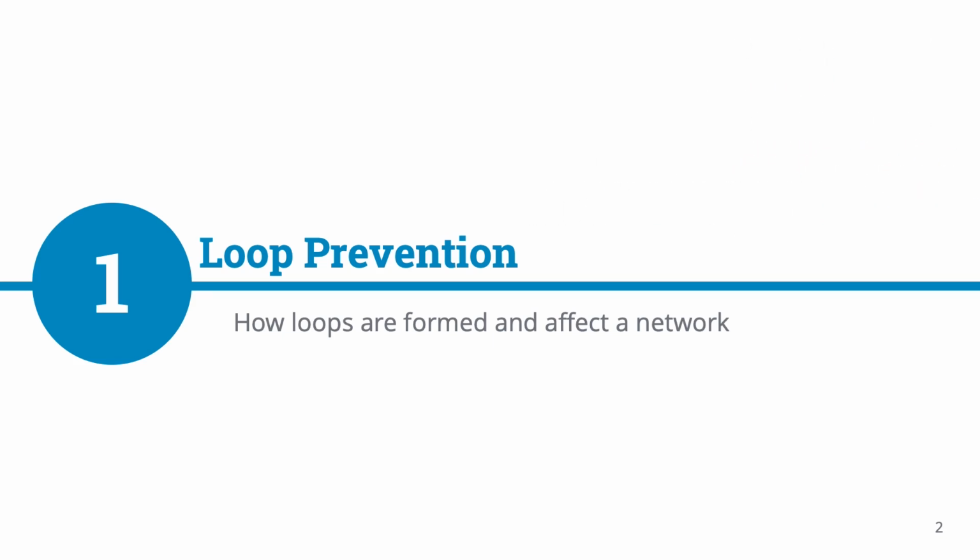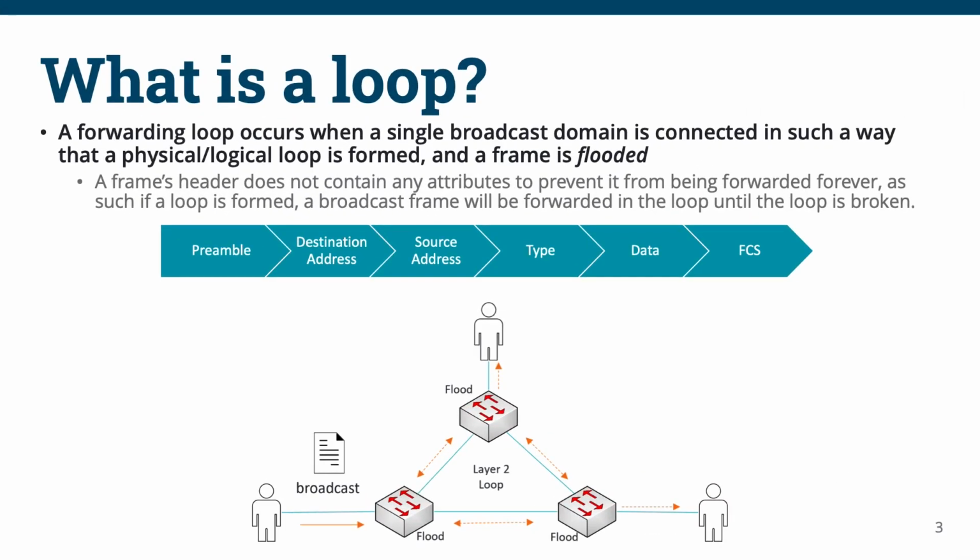In the following slides, we'll review what a loop is, why it's bad for a network, and review at a high level what we can do to prevent them. So let's get started. First things first, what is a forwarding loop? A loop occurs when a single broadcast domain is connected together such that a physical or logical loop is formed. When a frame is forwarded in this topology, a broadcast storm occurs.